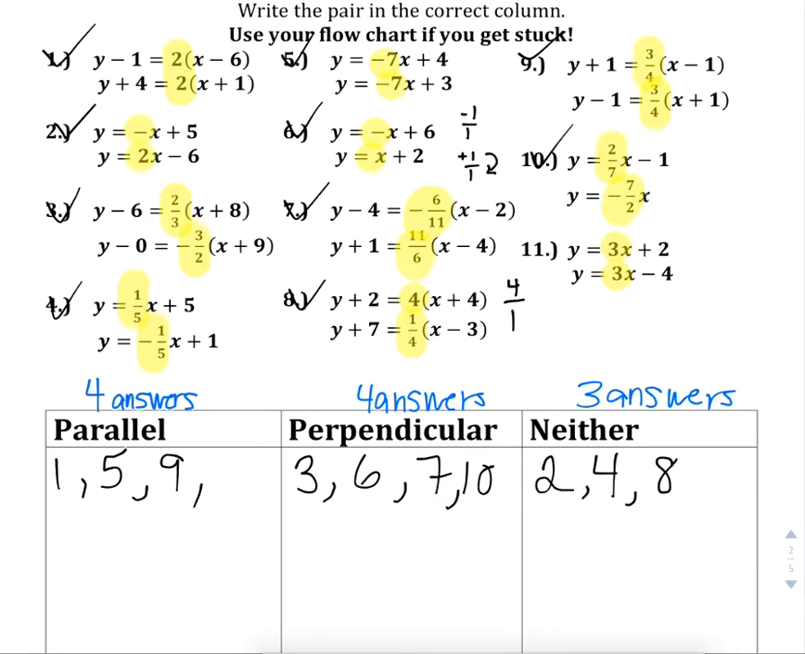Number 11, my slopes are 3 and 3. They are both exactly the same, so 11 is parallel. Go ahead and write 11 under parallel. When you have all of these written down, go ahead and move to the next page.